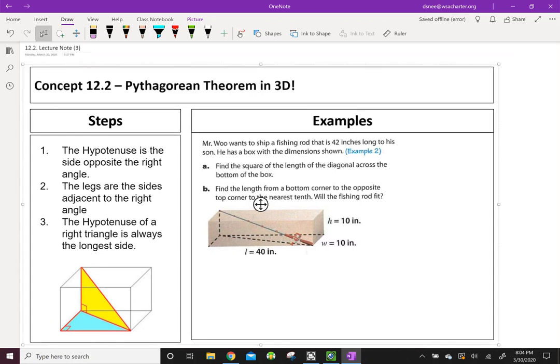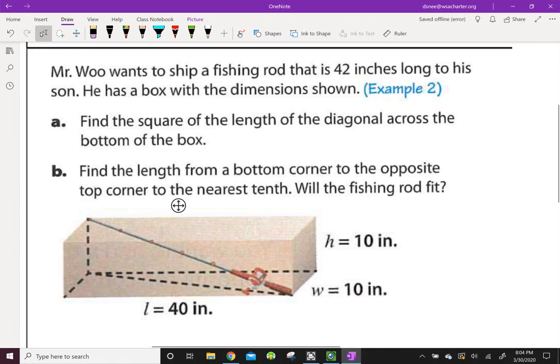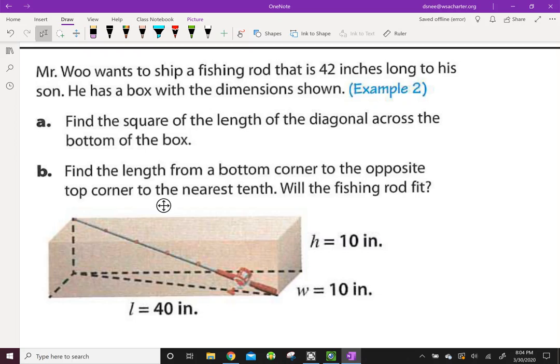Okay, this one says, Mr. Wu wants to ship a fishing rod that is 42 inches long to his son. He has a box with the dimensions shown. Find the square of the length of the diagonal across the bottom of the box.